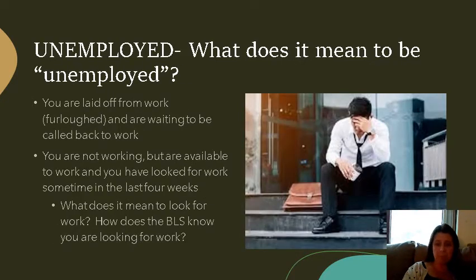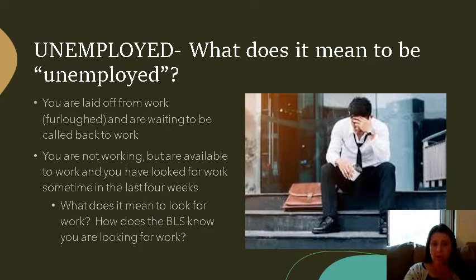What does it mean to be unemployed, right? What is the economist's definition of unemployed? Number one, you're laid off from work. Some people are calling that furloughed right now, and you're waiting to be called back to work, right? So you're laid off, but it's been indicated to you that your job will be restored or you will come back online once the business can hire you back, okay?